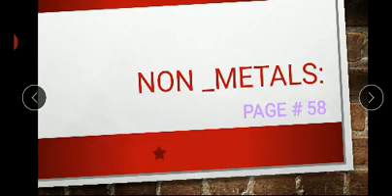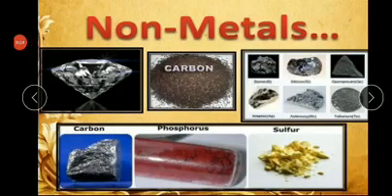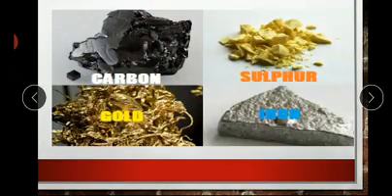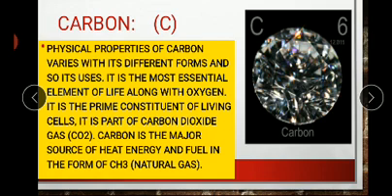Now coming towards non-metals. At page number 58, they are giving you the examples of non-metals, about the properties of non-metals. Basically, carbon, phosphorus, sulfur, over here boron, silicon, arsenic, antimony. There are many different kinds of non-metals which are present in our environment. These are naturally occurring, just like carbon, sulfur, etc. So we are going to study their uses in our daily life, how they help us.